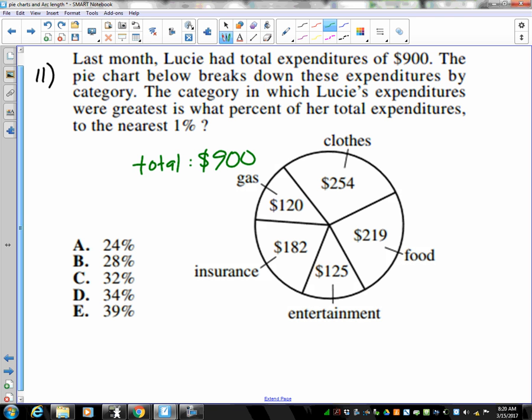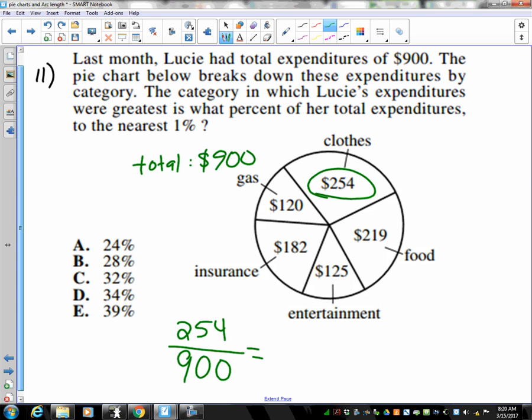Now the pie chart below breaks down the expenses by category. The category in which Lucy's expenditures were the greatest is what percent of her total expenditures, to the nearest 1%. So I'm looking for which one was the greatest in terms of a percent. So obviously here the greatest one is clothes. She's spending $254 on clothes. So let's set up a proportion here with money and percents, with a part to a total. So the part that she spends on clothes is $254, and the total is $900.